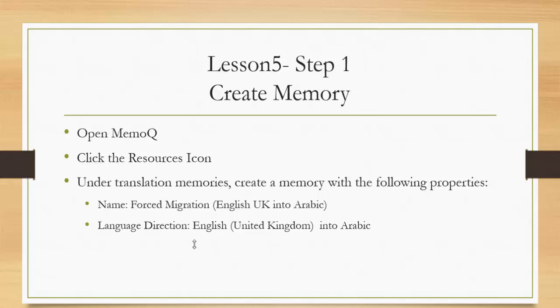So the first thing we will do is open MemoQ. Please open MemoQ and click the resources icon. Under the translation memories, we would like to create a memory with the following properties. Give it a name, and this name should be exactly as you can see here in this presentation: Forced Migration, between two brackets, English UK into Arabic, and the language direction would be English, between two brackets, United Kingdom, into Arabic. So this is the first step. Let's work on it now.